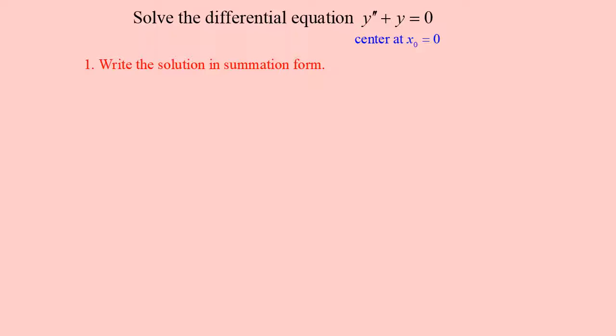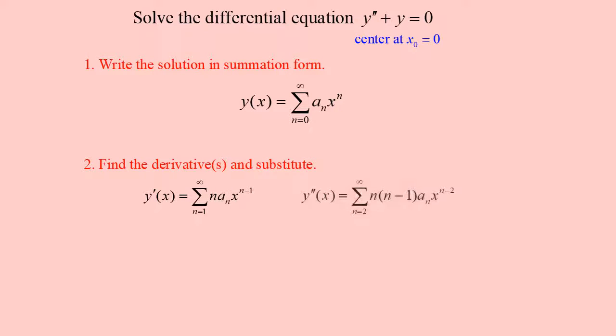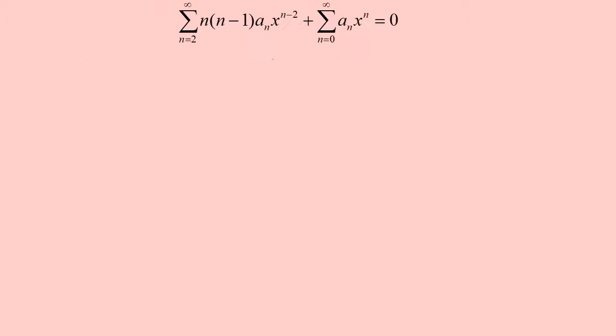So we're assuming here that the solution, since it's centered at 0, is going to look like this. We'll take the derivatives, first and second, and then substitute that into the original differential equation, and then do some manipulation. And then the next step is to write this as a sum of sums. And as you can see, this already is.